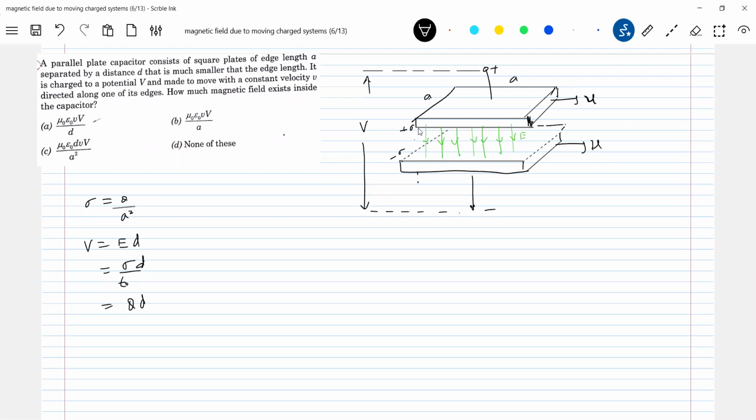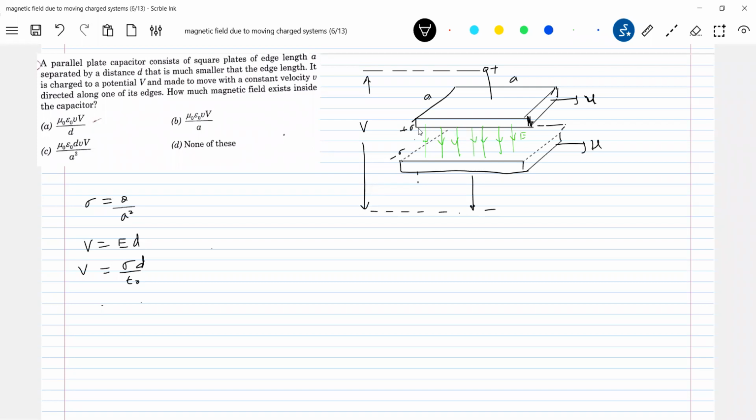Anyway, let's stop here. So sigma is what we know. If a plate moves, you know what is the magnetic field inside. This is what potential. So what is the expression for the magnetic field between the plates?